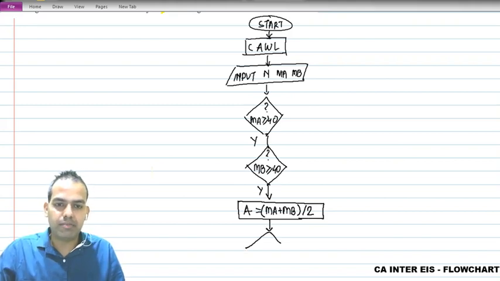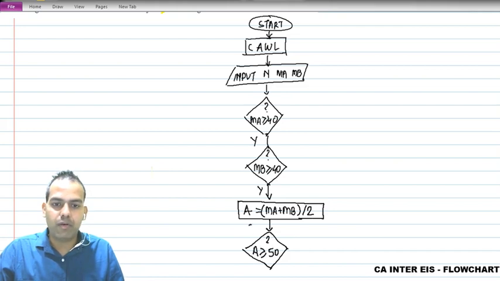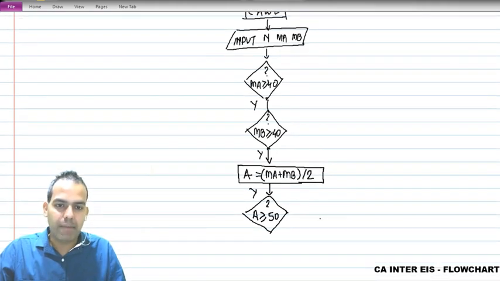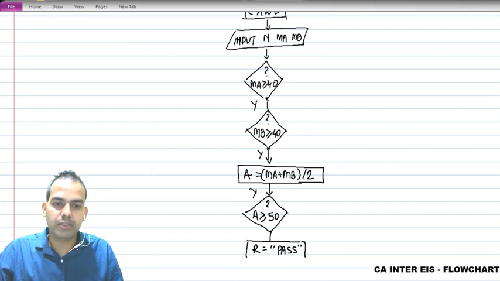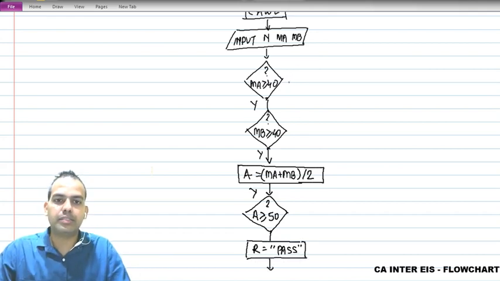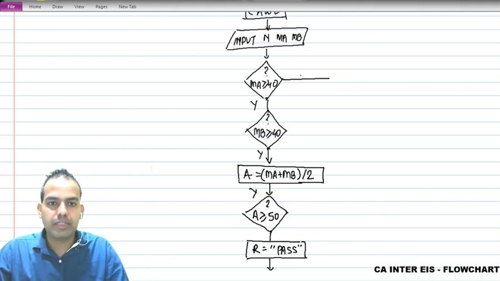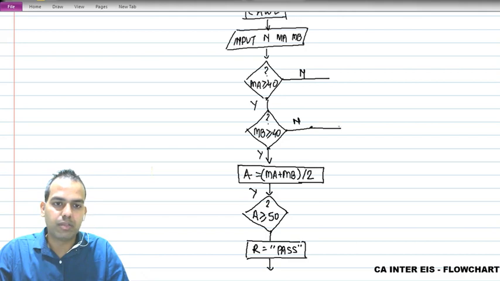I have to check, no? So here I am checking: question mark, A should be greater than or equal to 50. If the answer to all of these questions is yes, yes, yes, then only you pass. So here is another process box which declares the result as pass. Otherwise the student should fail. This is the only way to pass. All the things you have to clear to pass. So I'm taking this as a no. Okay, fine. This is also no.